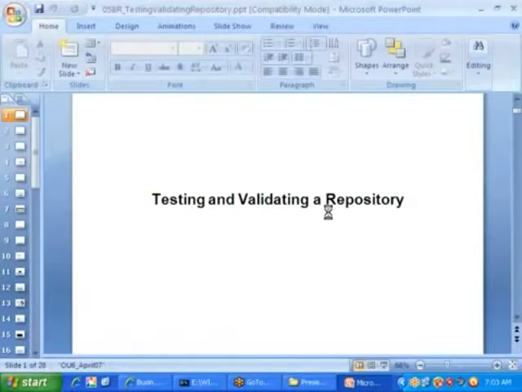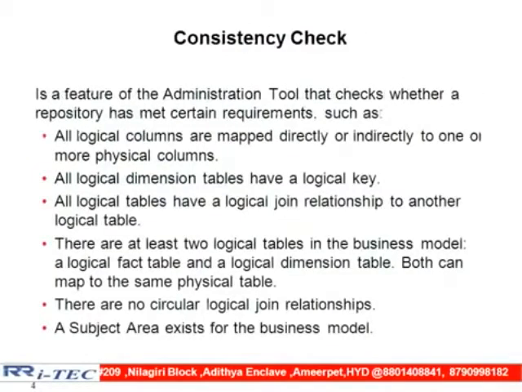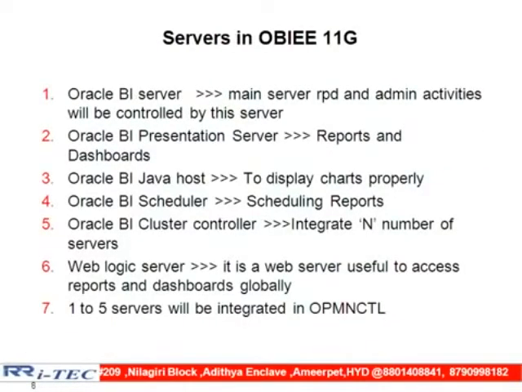Next, we went for loading the repository. Before that, we discussed the servers available in our OBIEE. We discussed these servers: one is the Oracle BI server, second is the presentation server, next Java host, scheduler, cluster controller, and the final one is the WebLogic server. WebLogic server was newly introduced in OBIEE 11g. It was not there in OBIEE 10g.